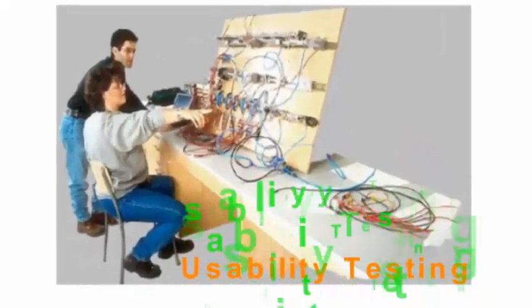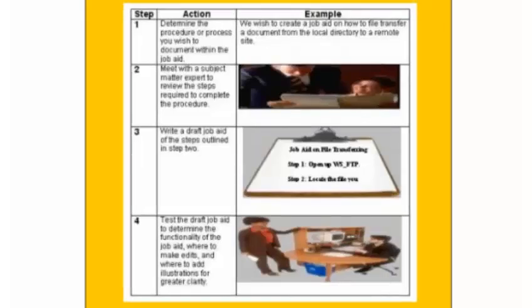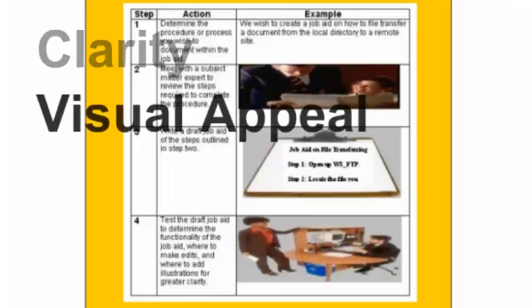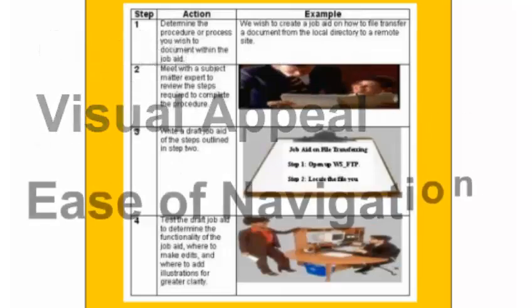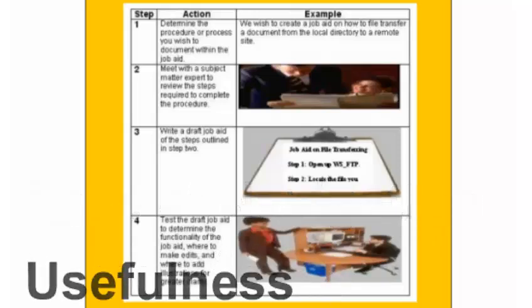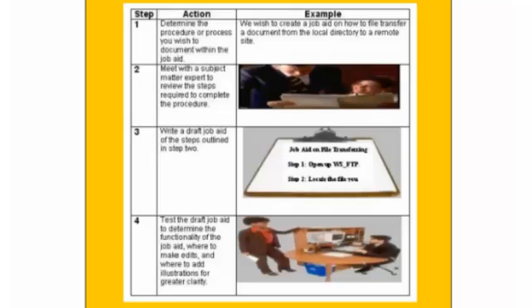Usability testing is a process in which a product is examined to determine if it is successful in achieving its objectives. For example, if you create a job aid, then you need to test it to determine if it is effective in terms of clarity of content, visual appeal, ease of navigation, and usefulness of information. You may also elect to test other features of the product as well.